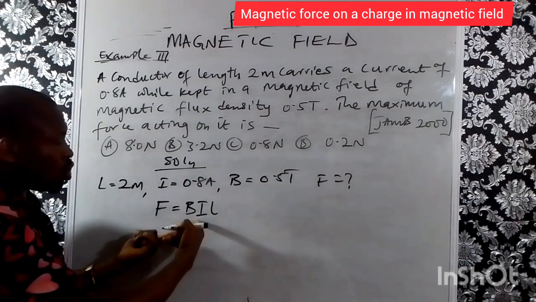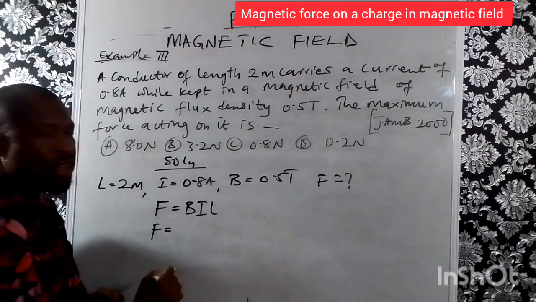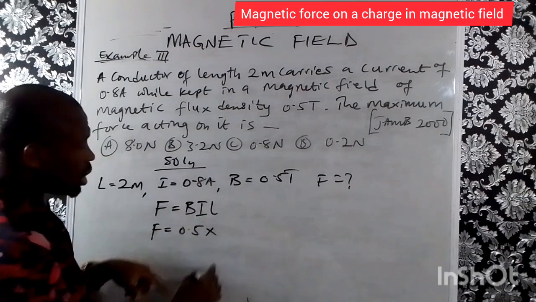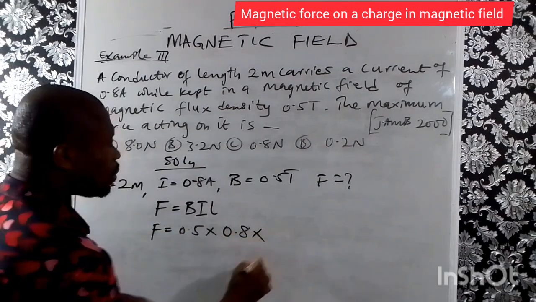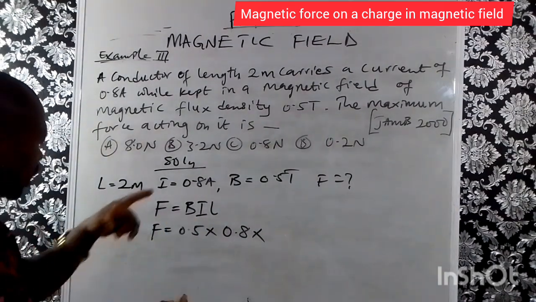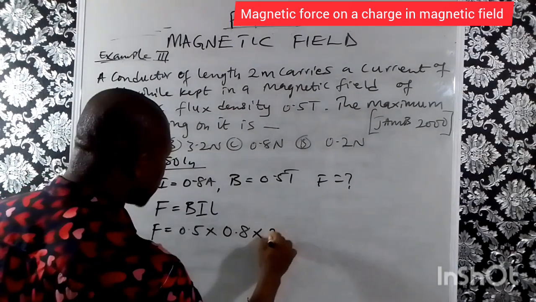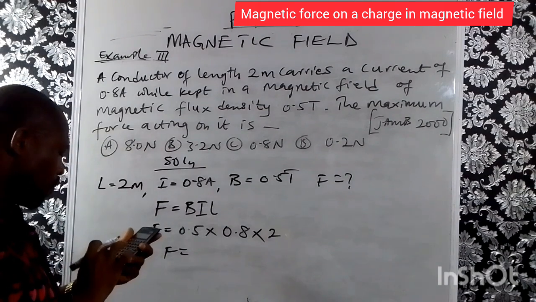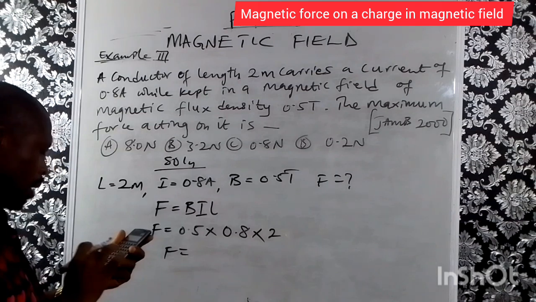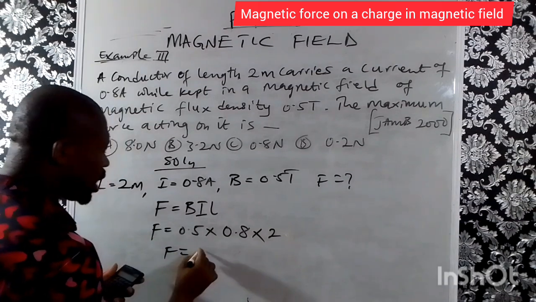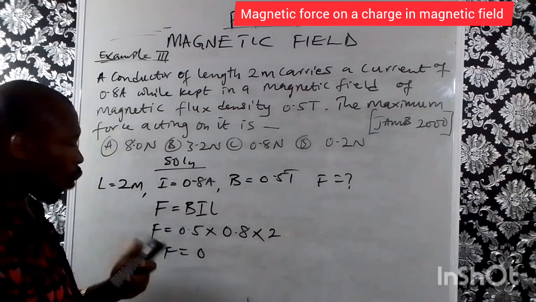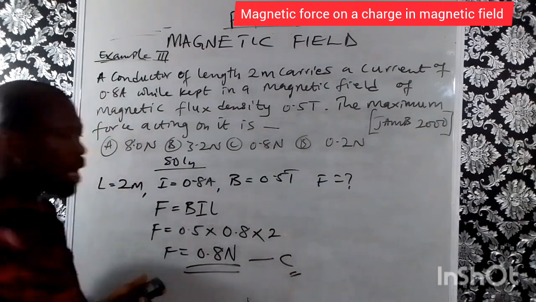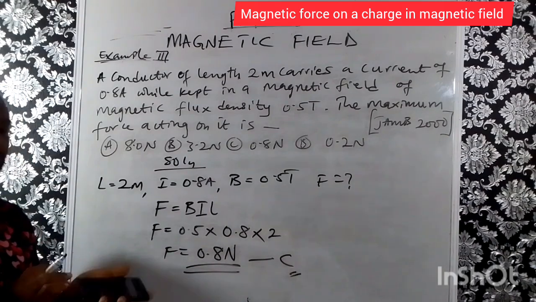So if we substitute into this equation, we now have that the magnetic force is equal to flux density 0.5 multiplied by the current it is carrying, 0.8 ampere, multiplied by the length of that conductor, which is given as 2. So if we do that calculation here, 0.5 multiplied by 0.8 multiplied by 2, at the end of the day, we'll now have that the magnetic force there is 0.8 Newton. And of course, it is option C. So option C is the right answer.